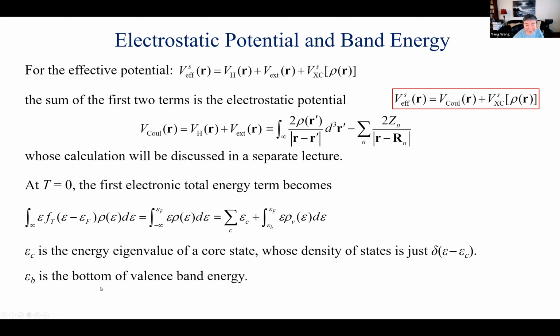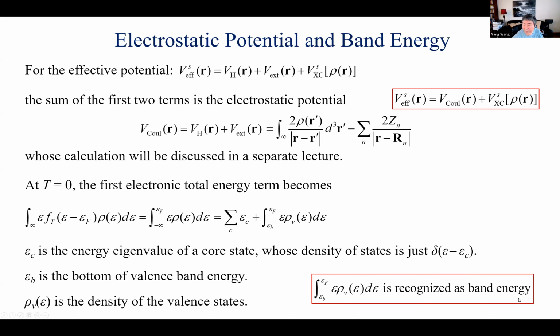Okay, so EB is the bottom of the valence band energy, and rho v is the density of the valence states. Right. So basically, that tells us how we consider this. This term is recognized as called band energy. That's by tight binding physics. For people who deal with the tight binding method, they always call this band energy.